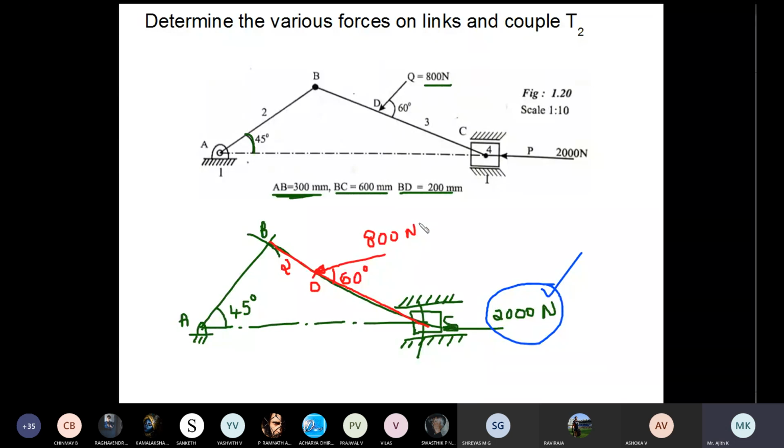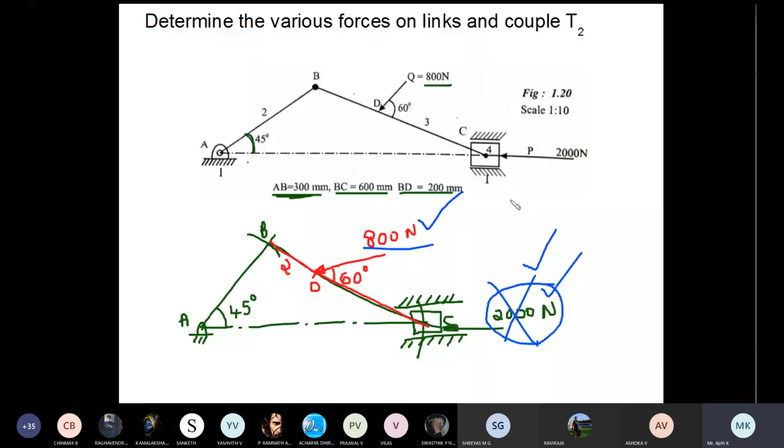And in the second part, we'll consider only 800 Newton and will neglect 2000 Newton. In the second part, we'll consider only 800 Newton, we'll neglect 2000, we'll complete the solution and we'll calculate what are the forces. And in order to get the final answer, you have to consider both the forces. While calculating the final answer, you have to consider both the forces. So you have to combine, or add, the result obtained in the first part and the result obtained in the second part. So by combining the results of the first part and second part, you will get the final solution.